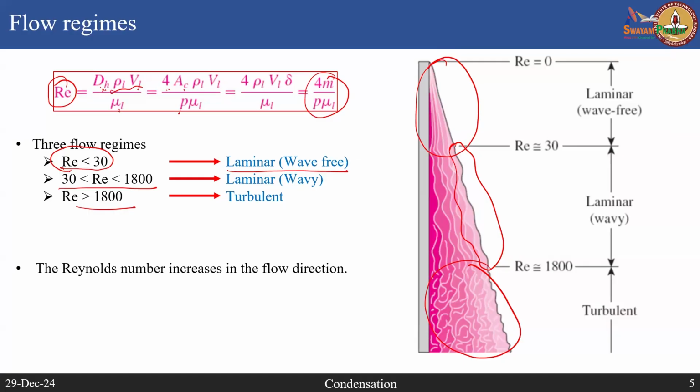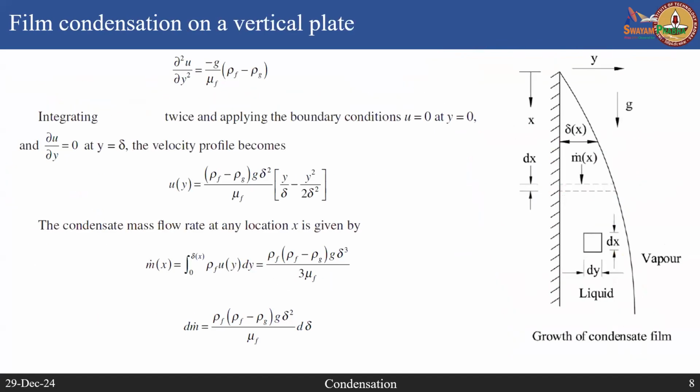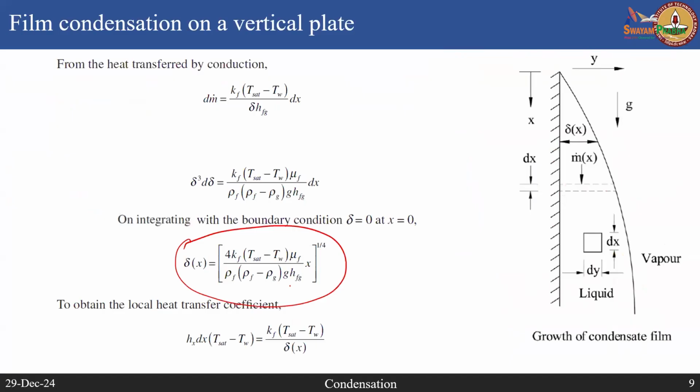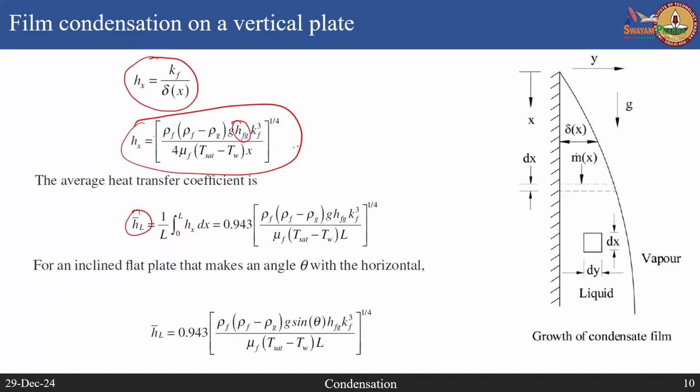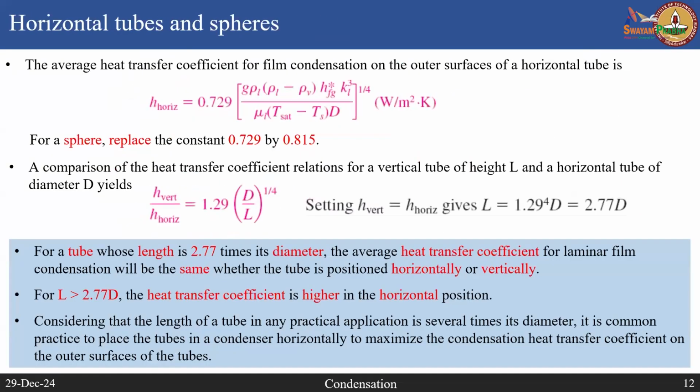So, generally the Nusselt theory is valid only for the wave free laminar condensation regime, but people later developed some empirical correlations when they move to even turbulent film condensation. But usually very rarely you want to go to that kind of lengths, where turbulent condensation comes into play.